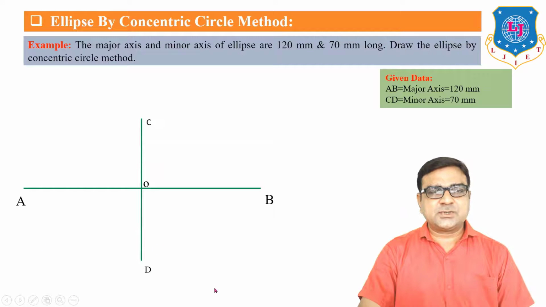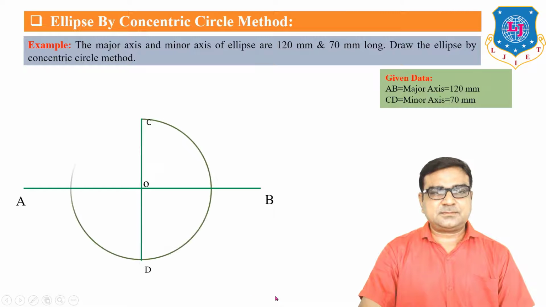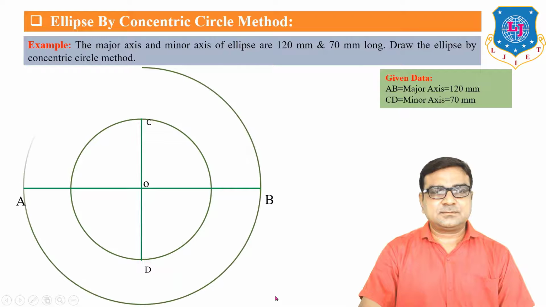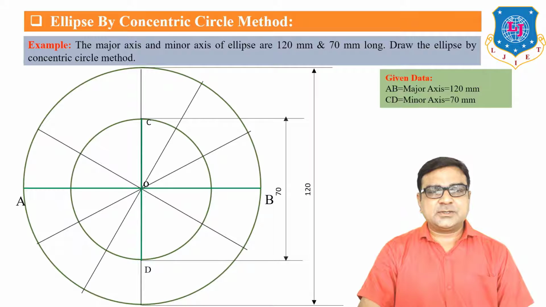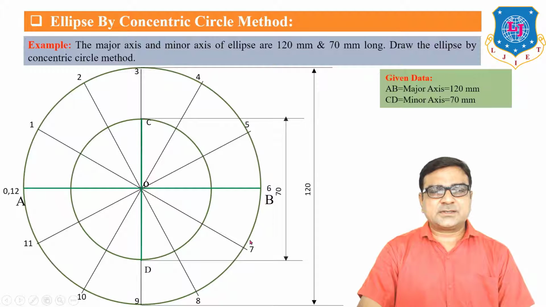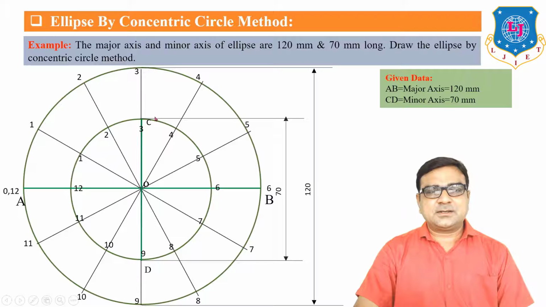Now draw two circles by taking the same center O, one of diameter AB and another of diameter CD. Now divide the circle into n number of equal parts. So I divide this circle into 12 equal parts. So 1, 2, 3, 4, 5, 6, 7 are the points on the outer circle and other points are on the inner circle.